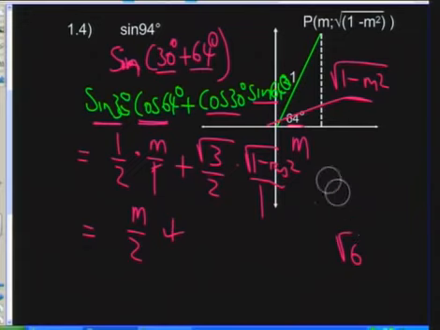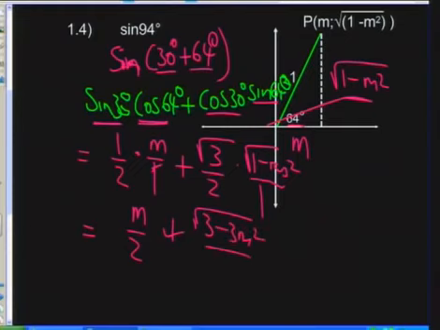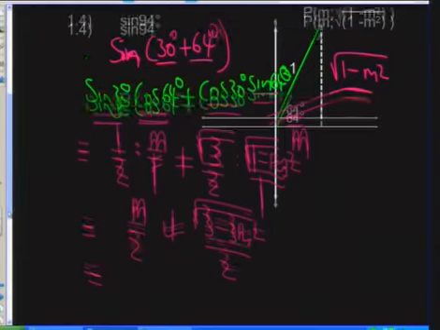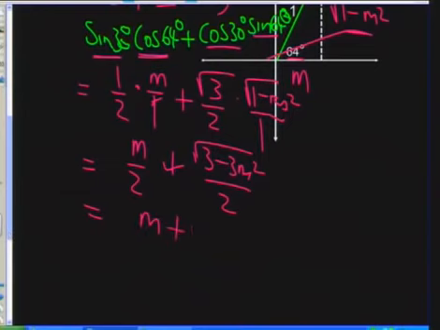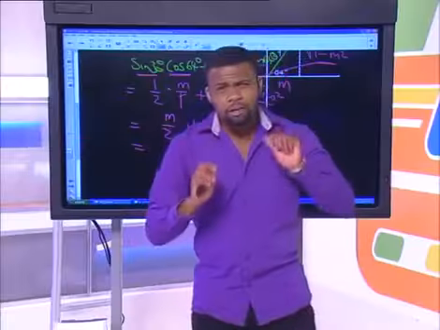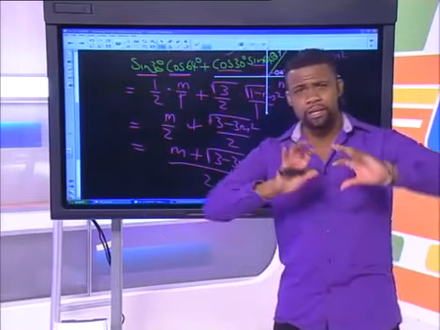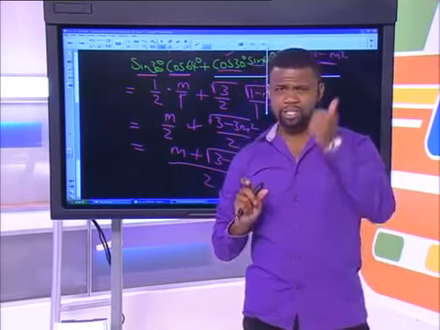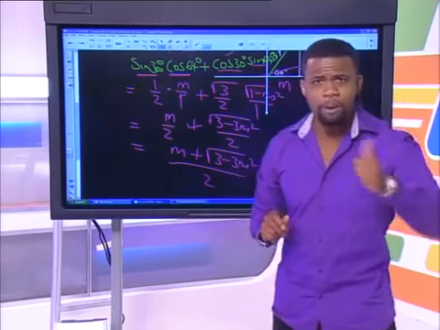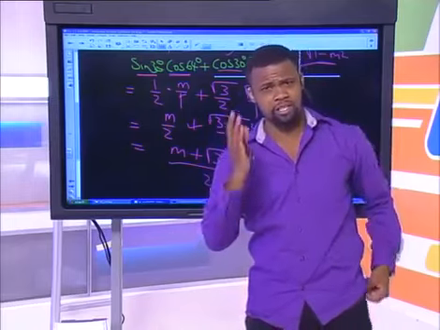Okay, so let me apply the same principle here. So I can say this is the square root of 3 minus 3m squared over 2. The 2, my LCD is the same. So this is m plus square root 3 minus 3m squared over 2. Okay, guys, if you try to reduce and you can't get an angle inside your diagram, I can try to do what? Use my double angle or my compound angle, guys. This is beautiful mathematics. This is fantastic.